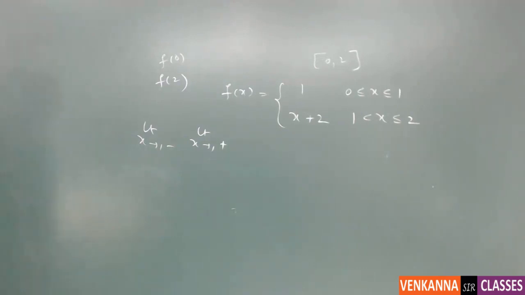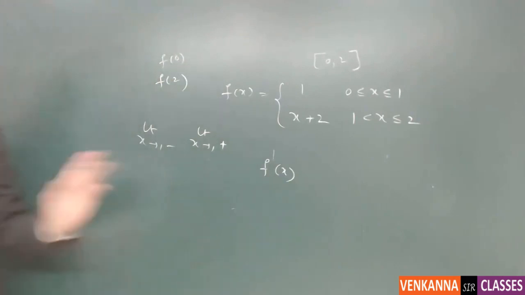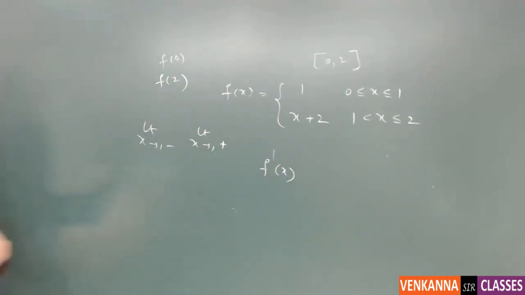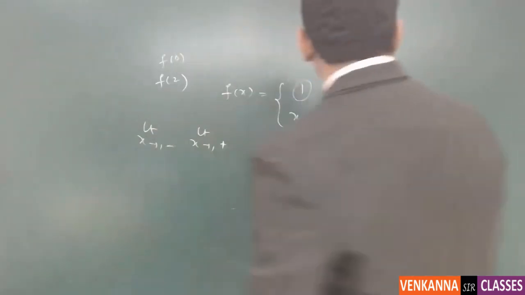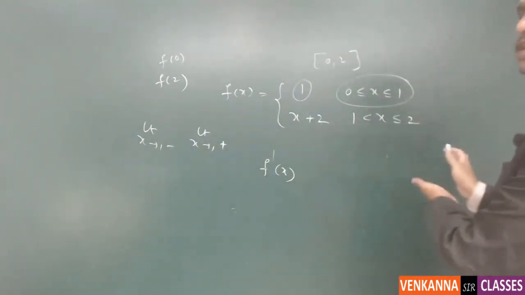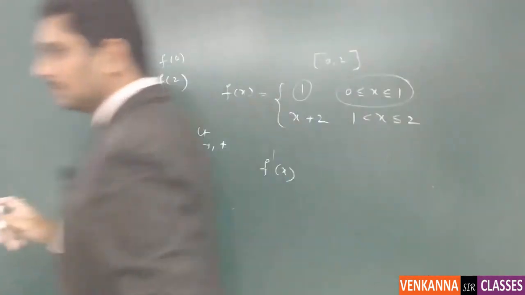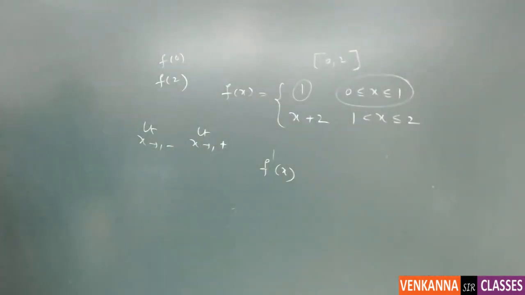But if you calculate f dash of x, since differentiation of the constant is 0, so from 0 to 1 you have so many points in the interval such that the chords are parallel to x-axis. Agreed? Yes or no?